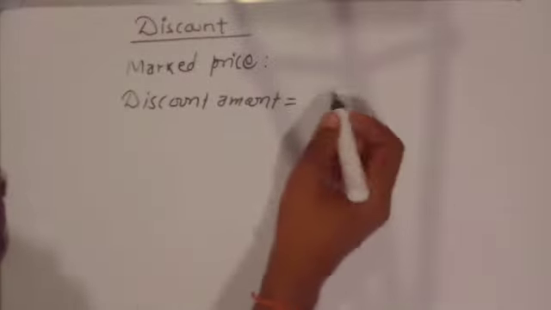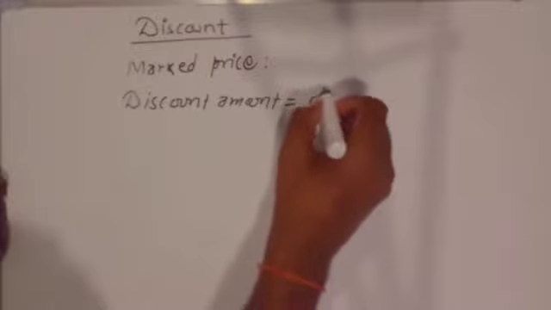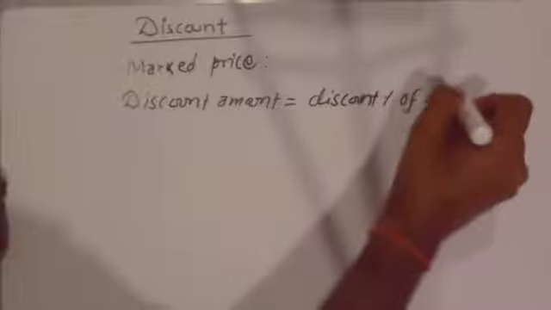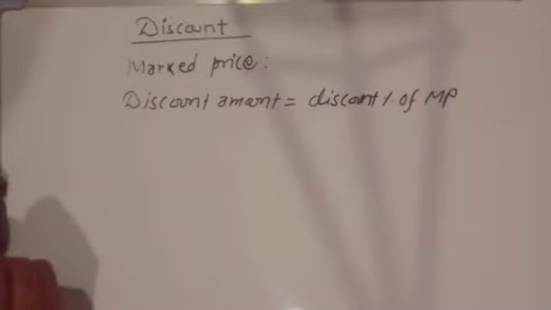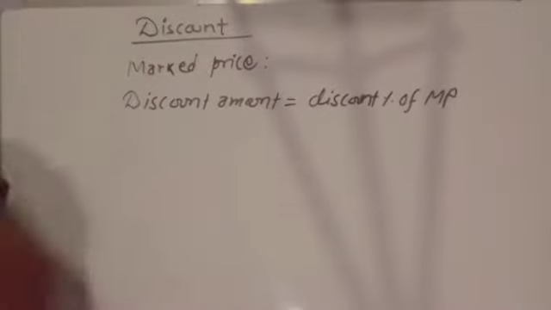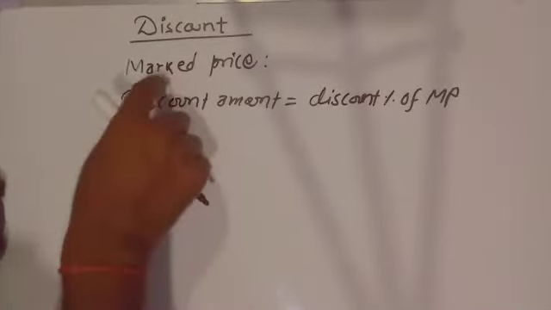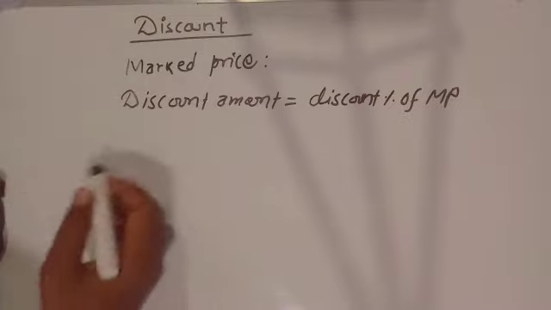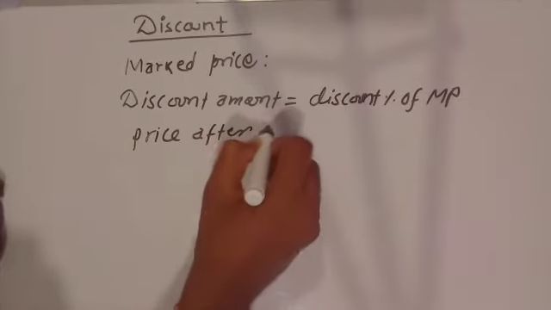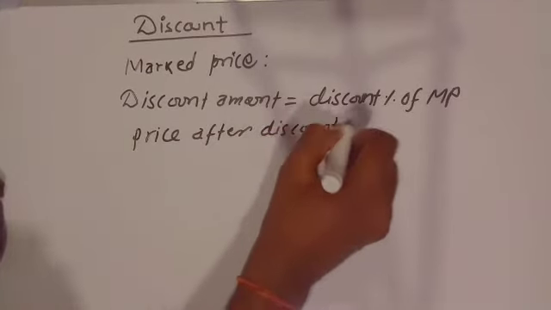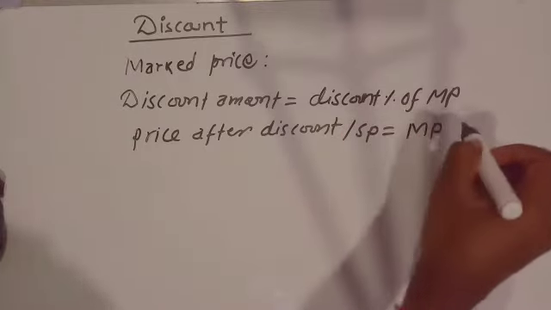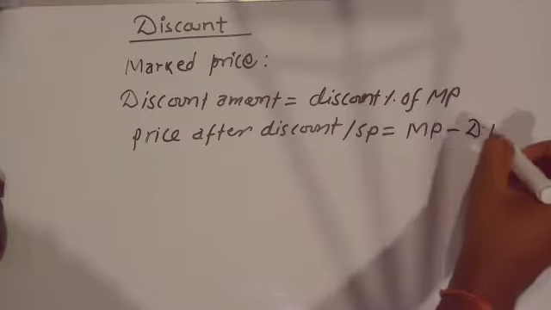In this case we can calculate the discount amount by using the formula: discount percent of MP. That means the discount amount is always calculated on MP. Then after reducing this discount amount from the MP, we get the price after discount, or SP. We can calculate this price after discount by using the formula MP minus discount amount.